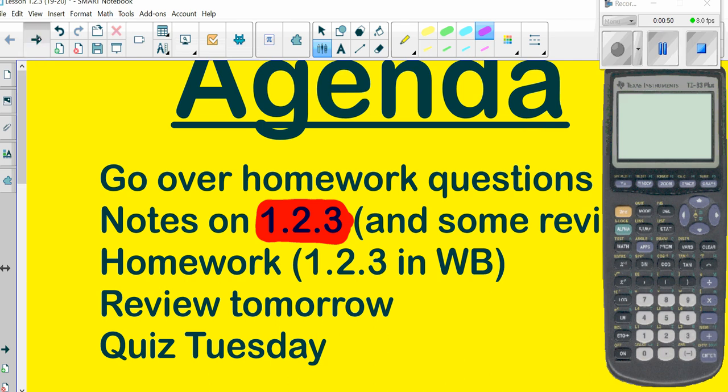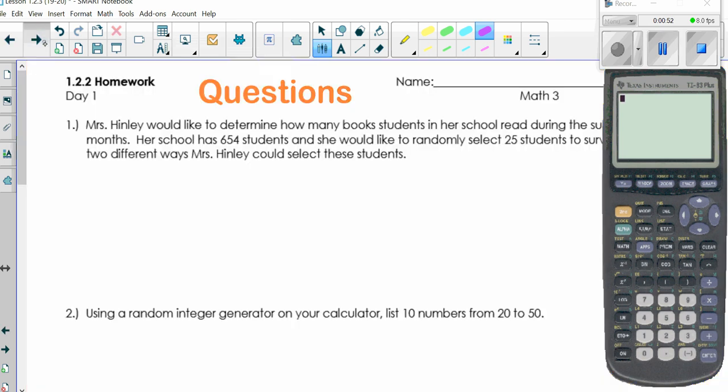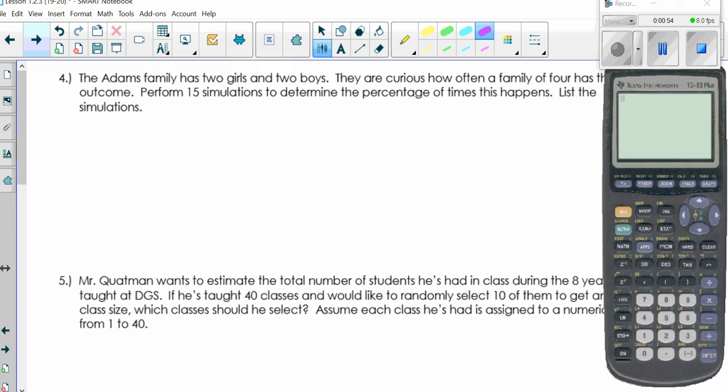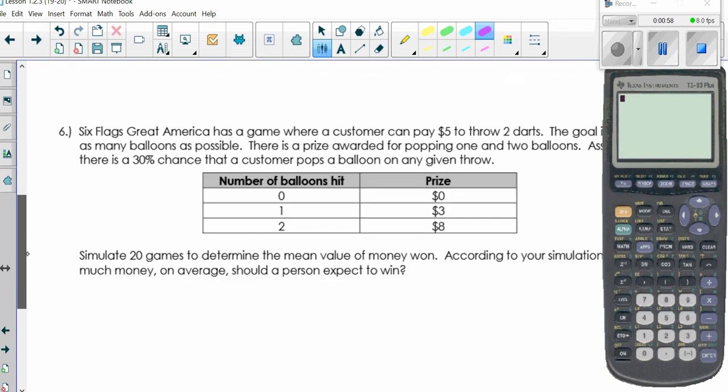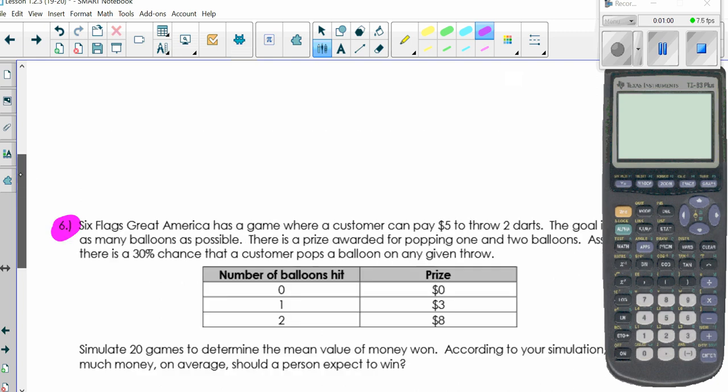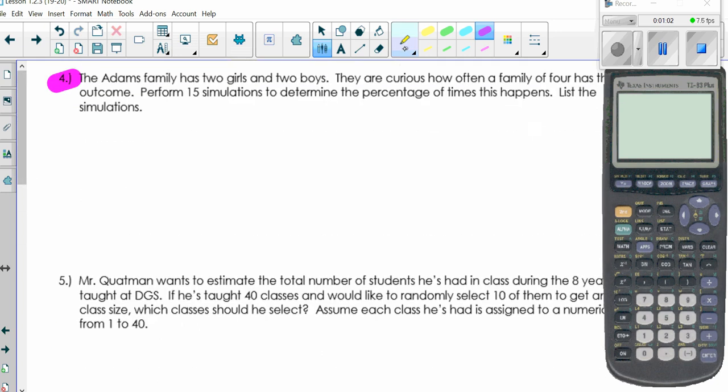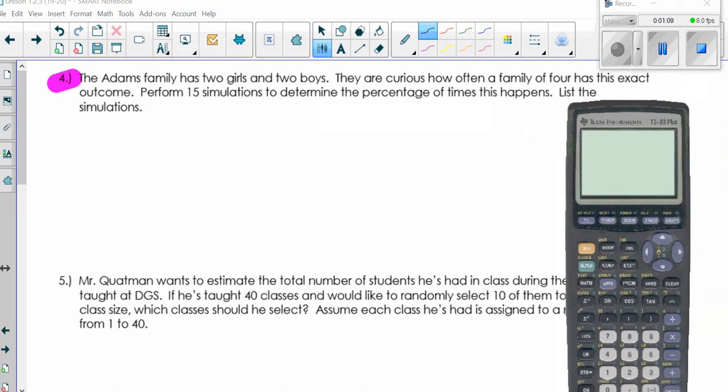I want to start this lesson by going over two homework questions that I typically get when I'm in the classroom. I want to go over number 4, and then I want to go over number 6. Okay, so in the last lesson we talked about how we can use our calculator to do simulations for us and to generate random numbers, which is kind of cool.